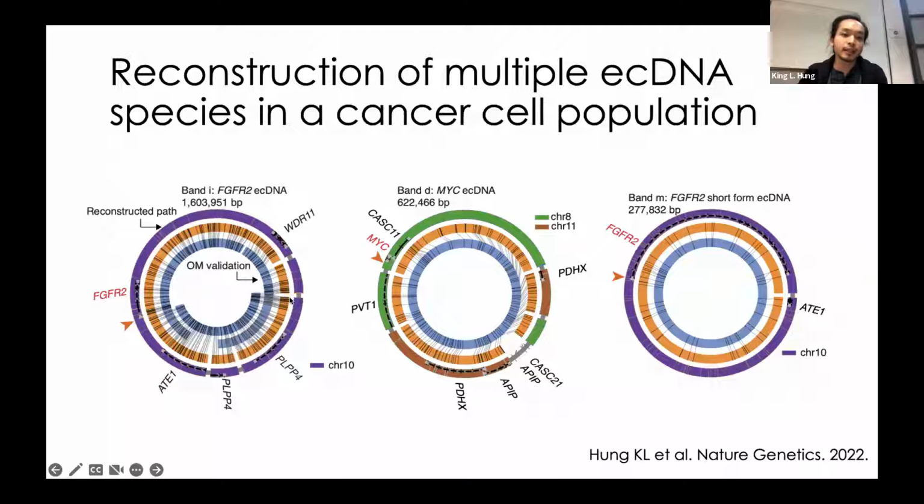On the left, you see the structure with FGFR2, but also a few other fragments coming from chromosome 10, all ligated into a circle. In the middle, you see a different circle with fragments coming from chromosome 8 and chromosome 11 containing the MYC oncogene. And then on the right, you see another smaller circle that's about 277 kb and also contains FGFR2. So this shows that there are actually heterogeneous ecDNA structures coexisting in the same cancer cell population.